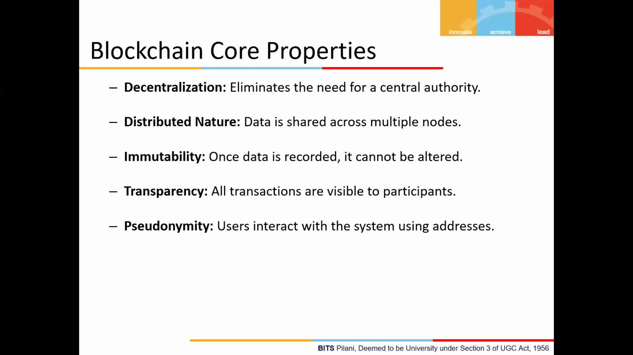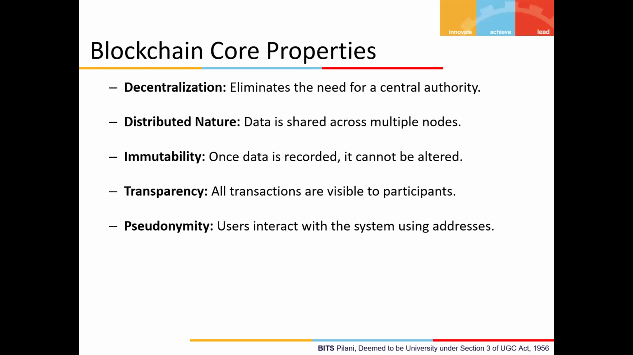So the core blockchain properties are, first, decentralization. Decentralization means there is not a single authority maintaining the whole blockchain, right? It eliminates the need for a central authority. Second one is distributed nature. We call it distributed because the data is shared across multiple nodes, right? So if one node of that network is not working, in that case, your blockchain will still work, right?